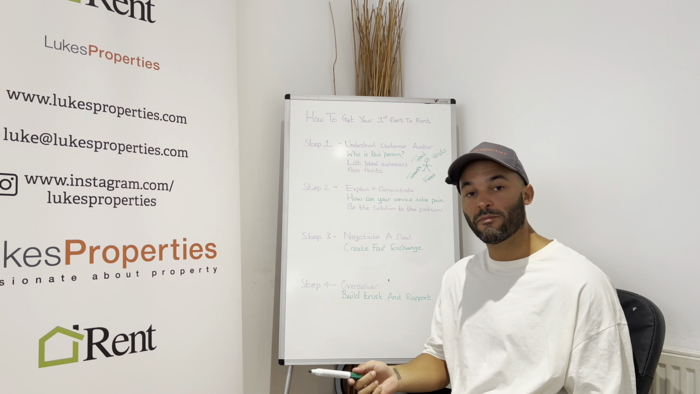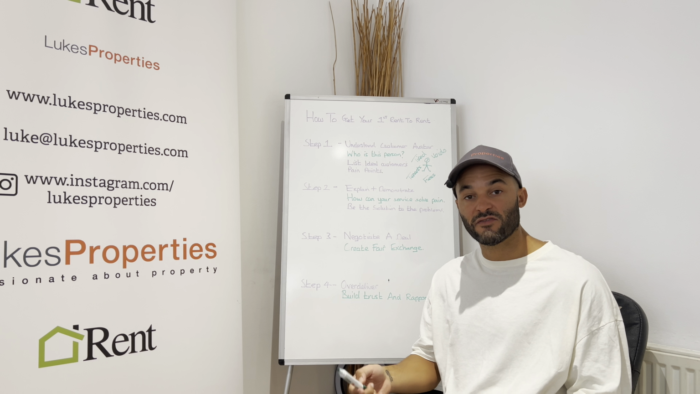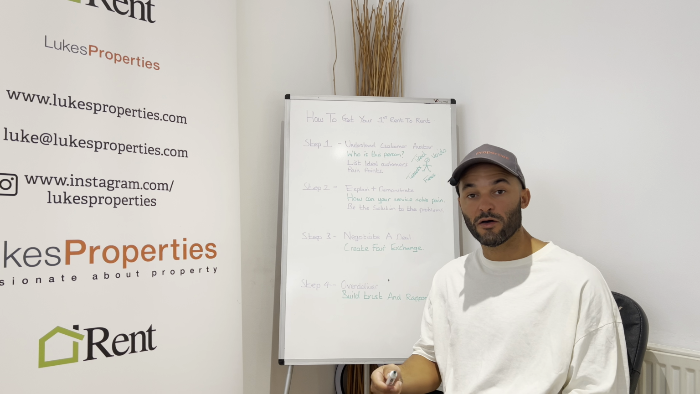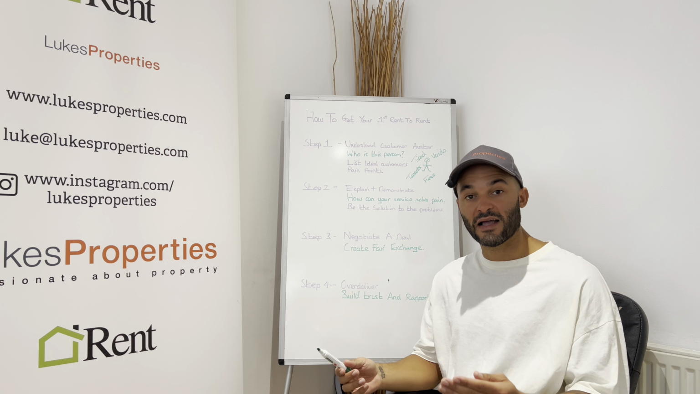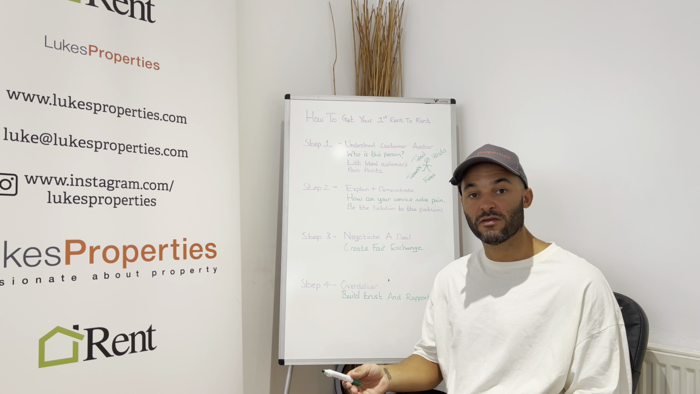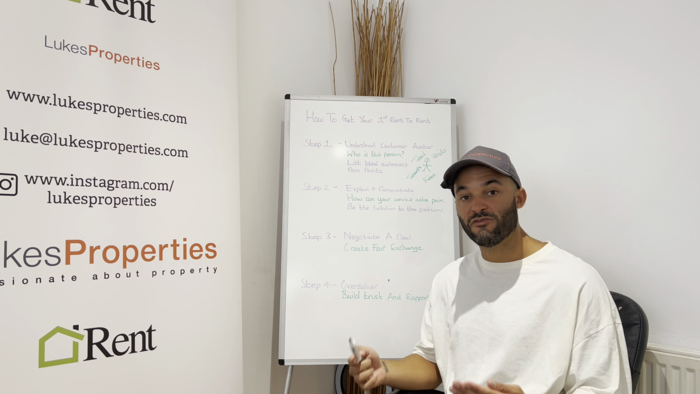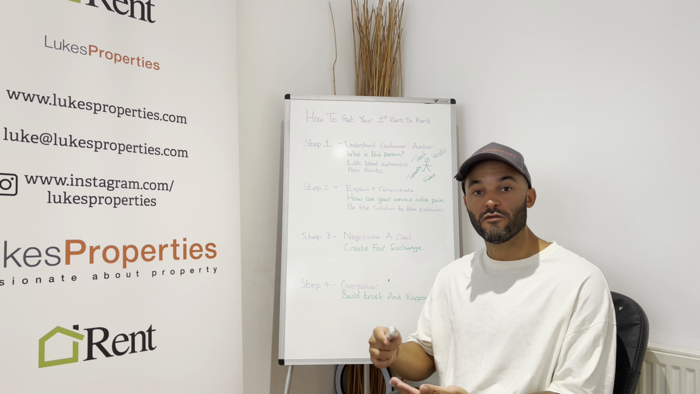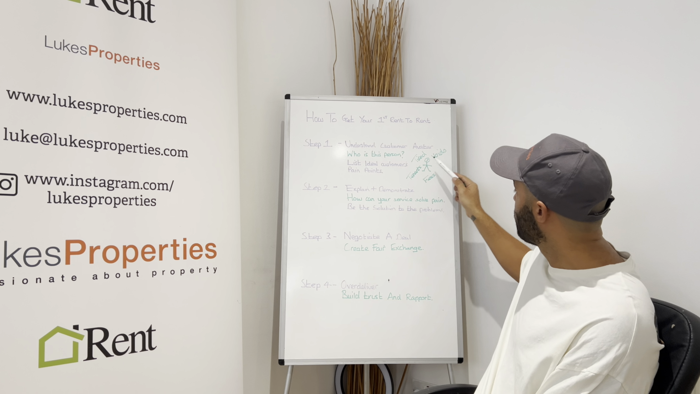Void periods, another pain point that you could solve. As a rent-to-rent operator, you're guaranteeing the rent over 1 to 5 years. So the landlord doesn't ever have to worry about void periods because they're constantly getting a guaranteed rent from you every single month over the agreed term. So you solved another problem for them.